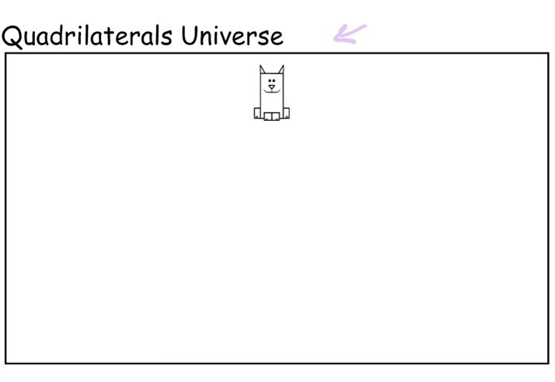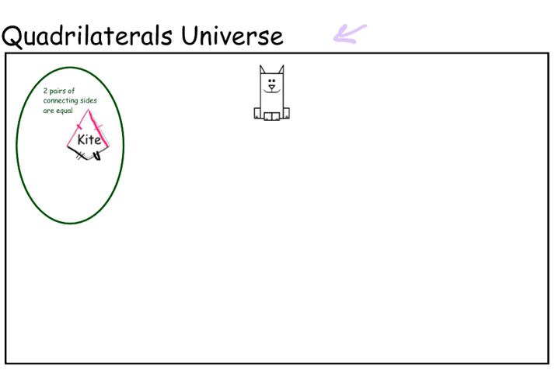Now, we're going to start off with our first type, which is called a kite. A kite is a special four-sided figure that has two pairs of connecting sides that are equal. Here's a connecting side, here's a connecting side, and they're equal. And here's a connecting side, here's a connecting side, and they're equal in length, and that's what we're talking about. So that's our first universe, or our first little area. If I can get the circle, there we go. There's our first area. Okay, kite land.